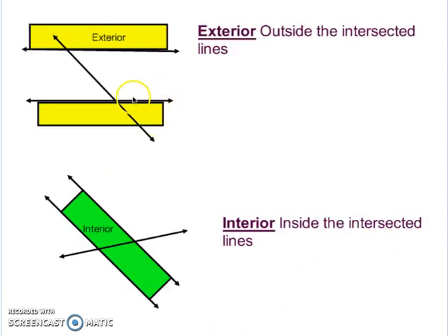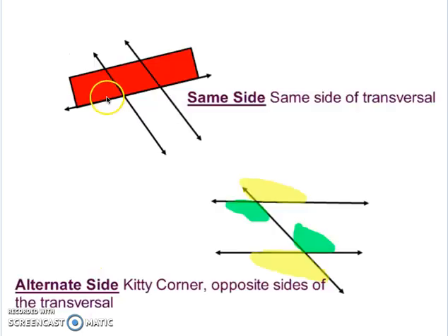Here's some of the terminology we will use with these transversal lines. The exterior is everything outside the intersected lines. Interior, just as you would think, is everything inside the intersected lines. Same side is going to be everything on the same side of the transversal line, as opposed to alternate side, which will be kitty corner or opposite sides of the transversal. So you can see here in the highlighted green versus the yellow would be alternate sides.